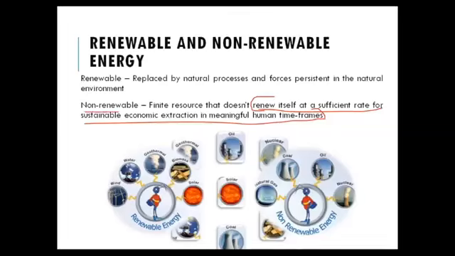Renewable energy is replaced by natural processes. It can be solar, biomass, geothermal, water, wind. All these are renewable energies. Coal, oil, nuclear, natural gas, all of these are non-renewable energy.